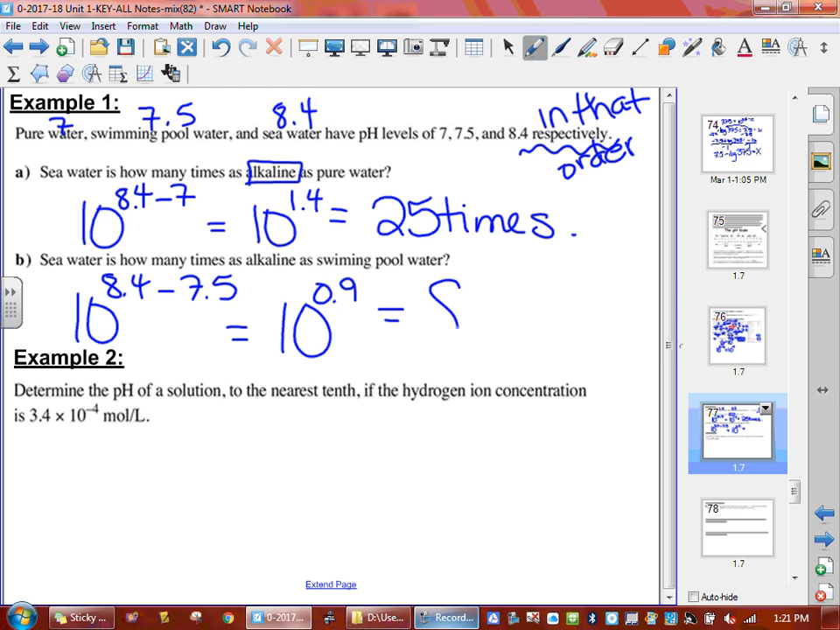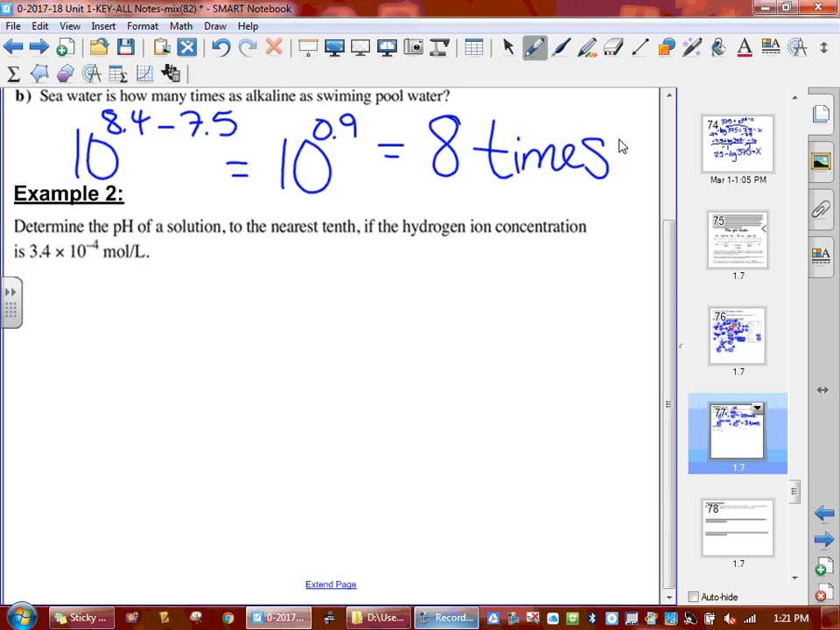The next question is a straight up punch at your calculator. This one is telling us the hydrogen ion concentration, but they want the pH. So when we're using this equation, we have to use the other one, where pH equals negative log x. And the x is the hydrogen ion concentration.